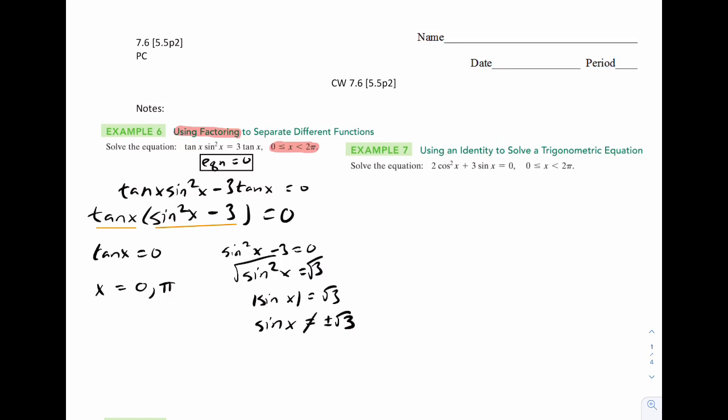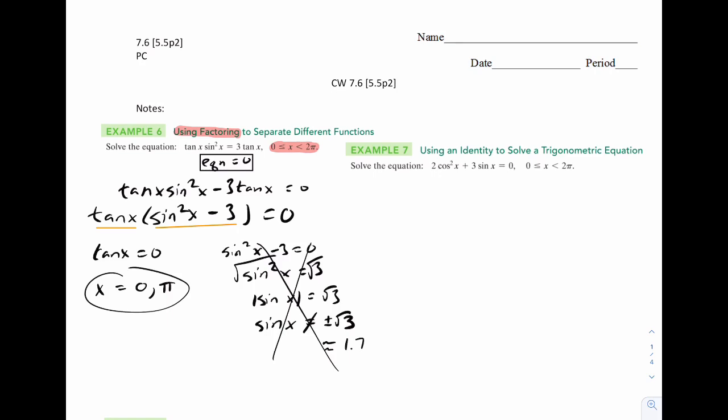But this is impossible. Root 3 is approximately 1.7, and we know that sine can't exceed 1, so this whole portion isn't really necessary. So 0 or pi is the only answer. Okay, that's example 6. Next example.